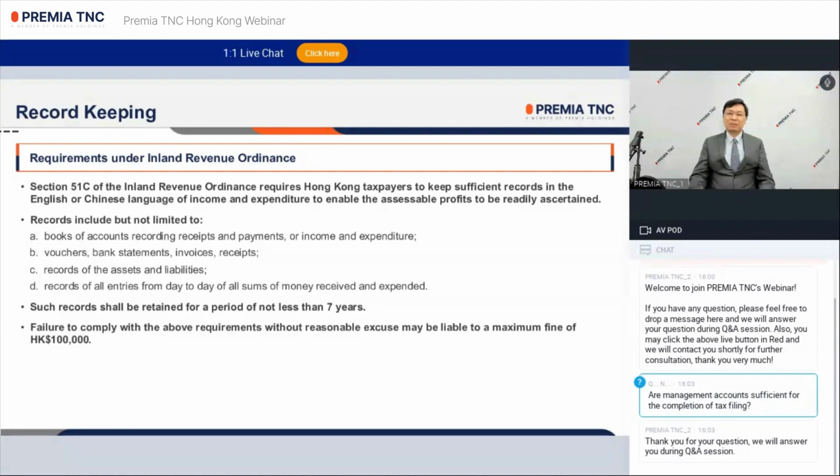Records include but are not limited to books of accounts recording receipts and payments or income and expenditure, vouchers, bank statements, invoices, receipts, records of the assets and liabilities, and records of all entries from day to day of all sums of money received and expended. Such records shall be retained for a period of not less than 7 years. Failure to comply with the above requirements without reasonable excuse may be liable to a maximum fine of 100,000 Hong Kong dollars.